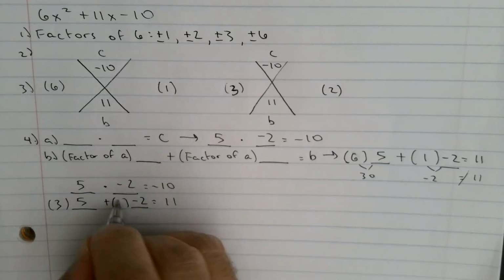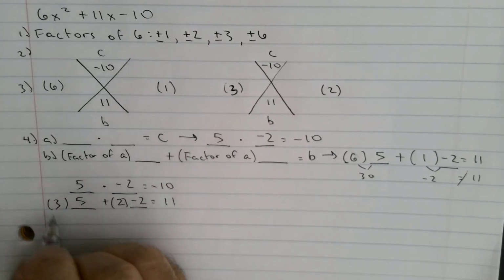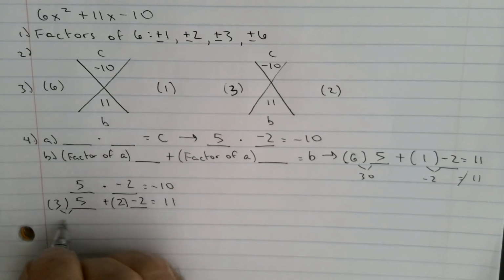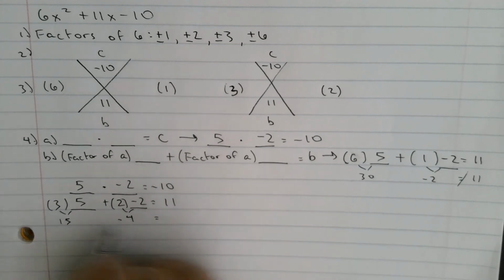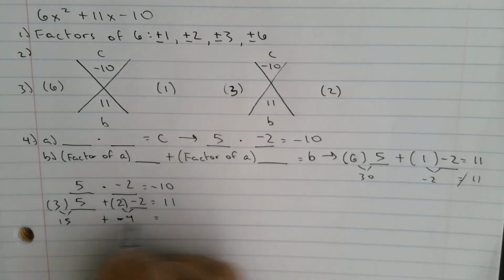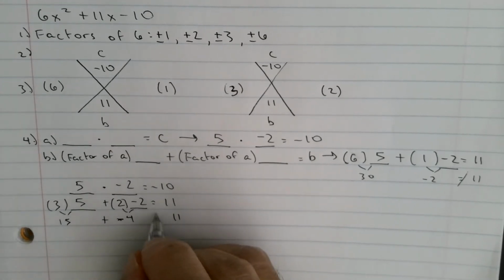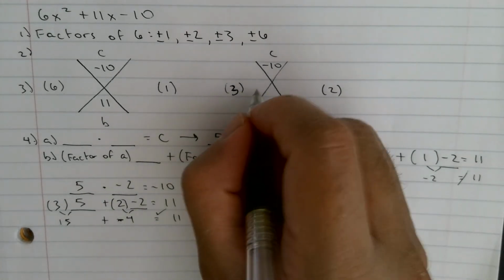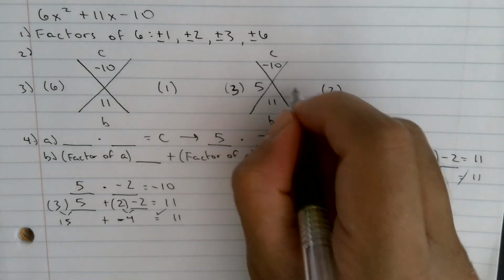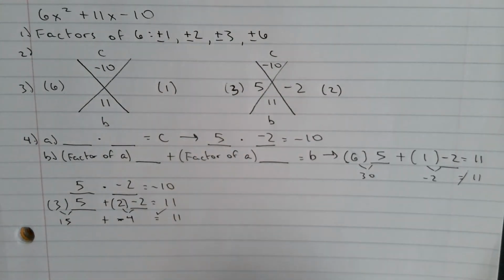Let's see if this works now. If I do 3 times 5, that gets me 15. 2 times negative 2 gets me negative 4. If I do 15 plus negative 4, hey, that actually works. That gets me positive 11. So the numbers that I would be plugging in are 5 and negative 2 there.